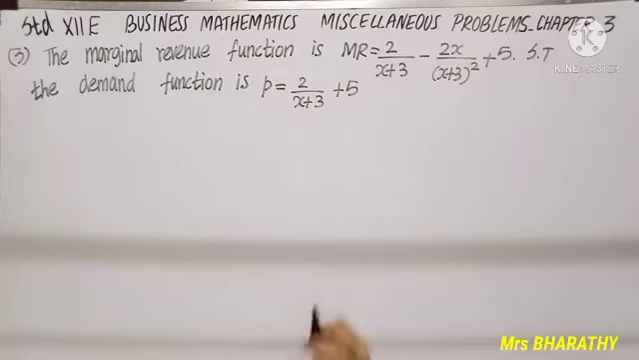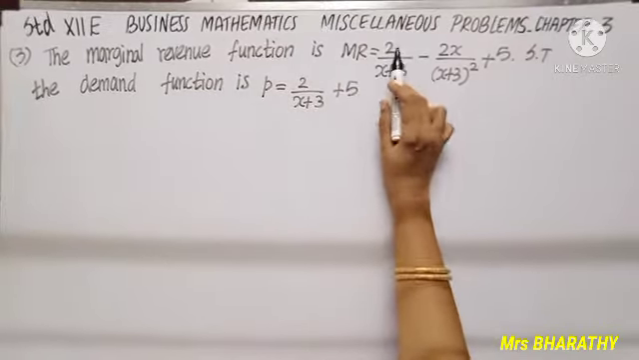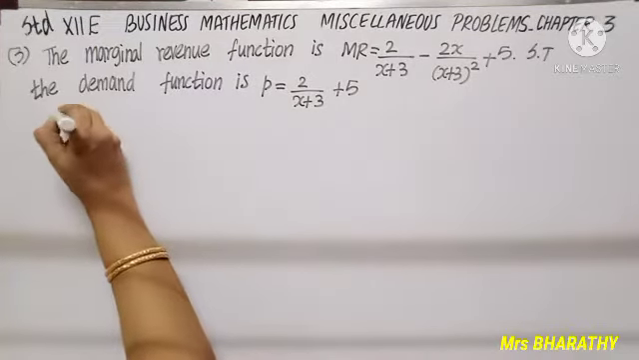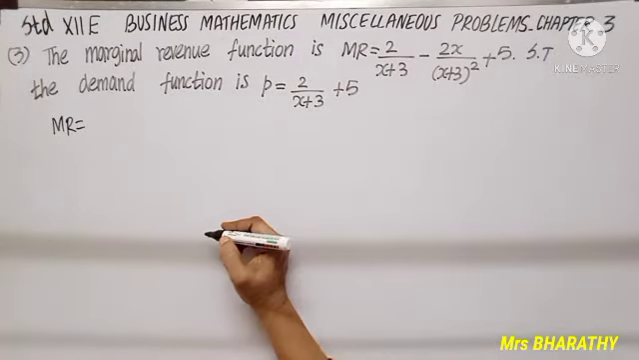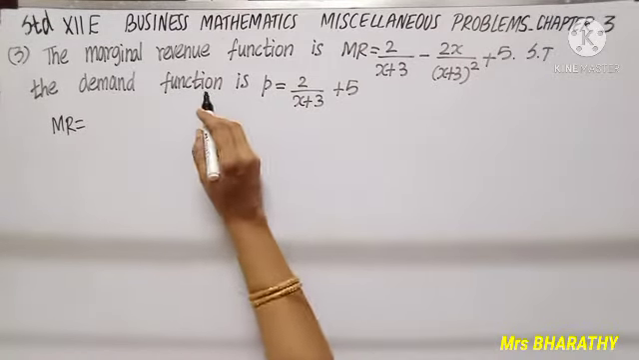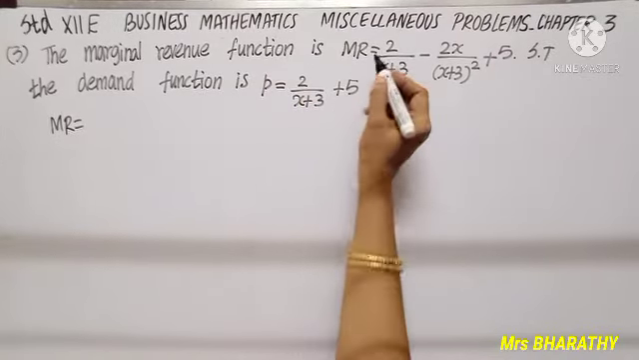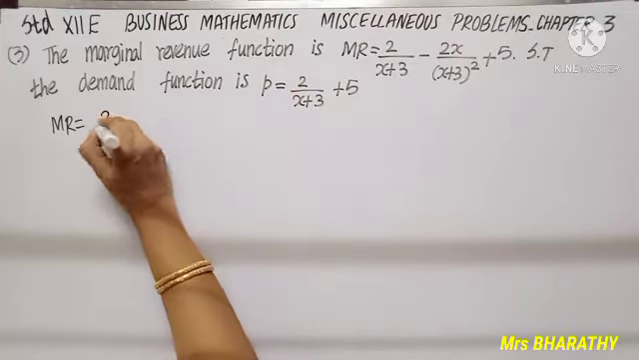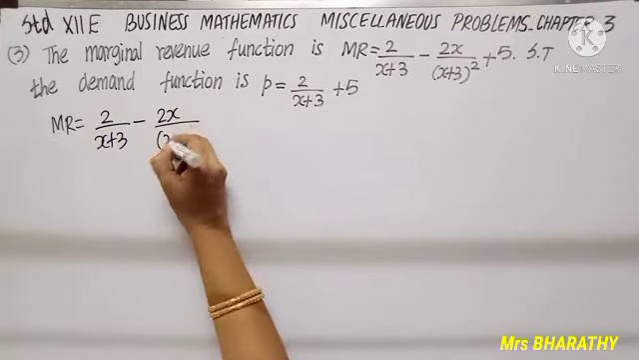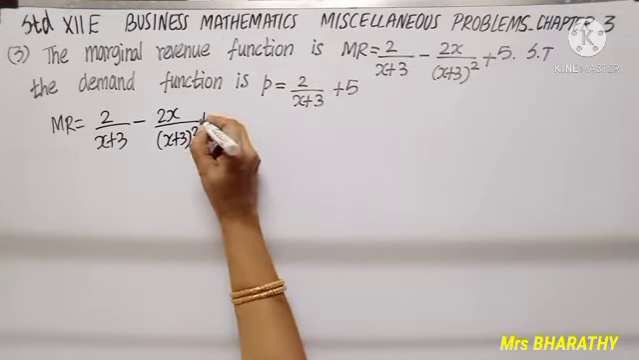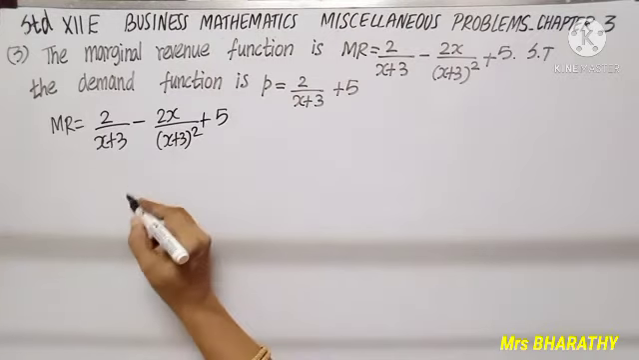Question number 3. The marginal revenue function is given by MR equals 2 by x plus 3 minus 2x by x plus 3 the whole square plus 5. Show that the demand function P is 2 by x plus 3 plus 5. As we are given marginal function 2 by x plus 3 minus 2x by x plus 3 the whole square plus 5, to get revenue, we need to integrate.